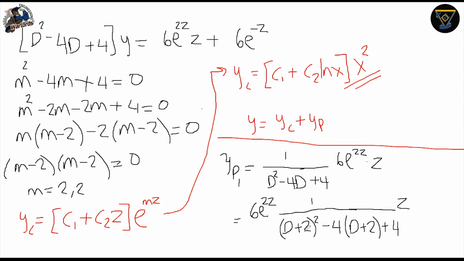What we need to do now is expand this. So let us use our mind and expand this part. Remember it says d plus 2 all squared, so it's d plus 2 multiplied by d plus 2. So it's going to be d squared plus 4d plus 4 for here.